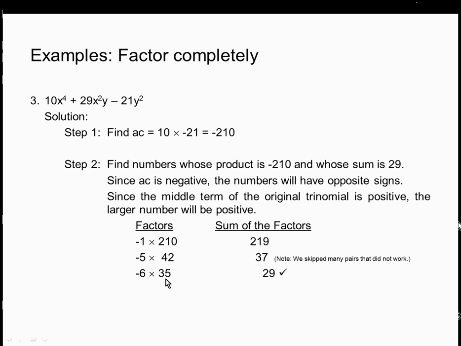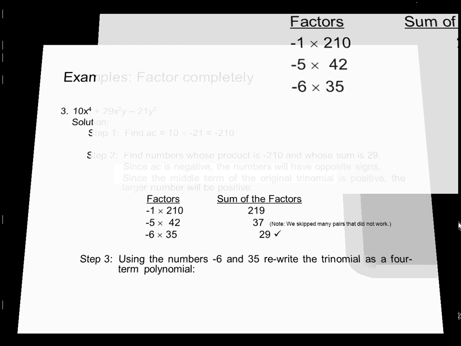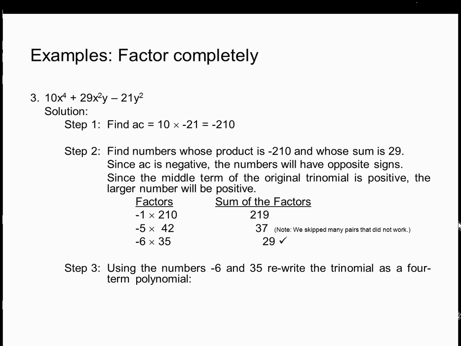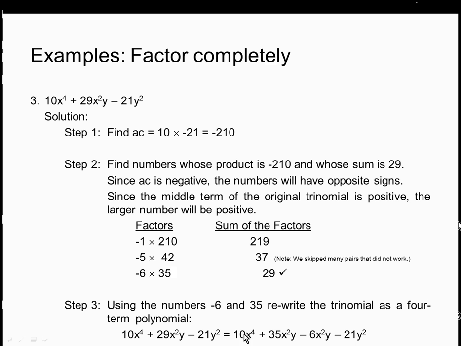Now again, I can't put positives together and negatives together. But again, the order really doesn't matter. So step 3, using the numbers negative 6 and 35, I'm going to split the middle term. So I've got 10x to the 4th plus 35x squared y minus 6x squared y minus 21y squared. Okay, so there I have split the middle term. Now we're going to get ready to factor by grouping. Group the first two, group the last two.